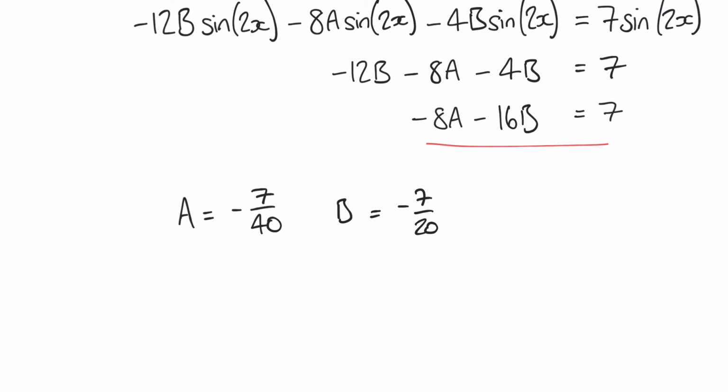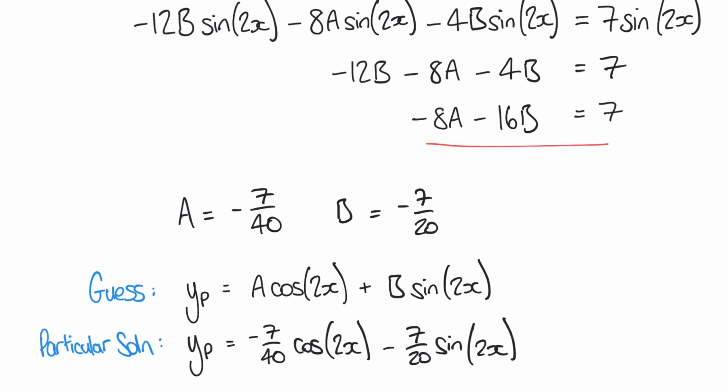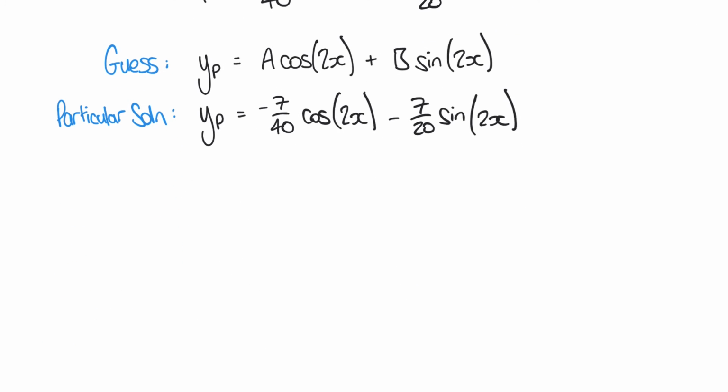And so having solved these simultaneous equations, we can now express the particular solution, replacing the unknown constants capital A, capital B in our guess for the particular solution with these values that we found here. We have this yp is equal to minus 7 over 40 cos 2x minus 7 over 20 sine 2x.